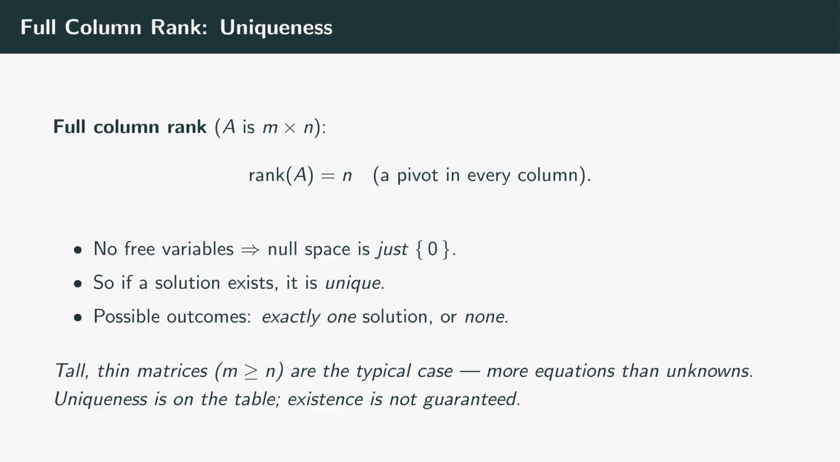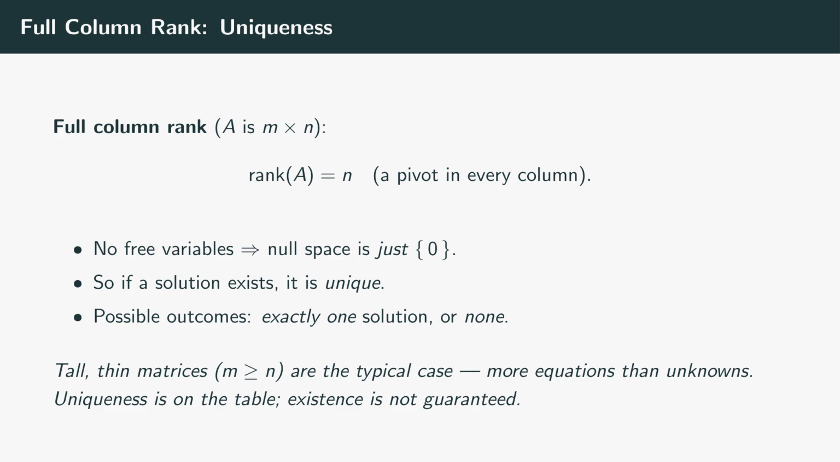Now let's split into the two clean special cases, starting with full column rank. A matrix has full column rank when its rank equals its number of columns. That is, every column gets a pivot. With a pivot in every column, there are no free variables left, so the homogeneous system AX equals 0 has only the 0 solution. The null space collapses to just the single point 0.